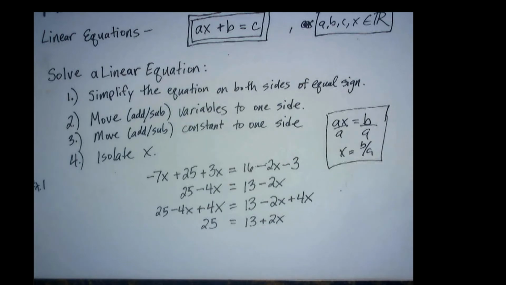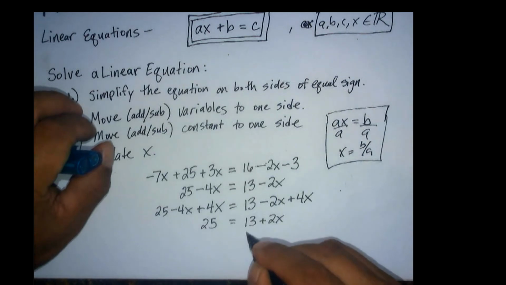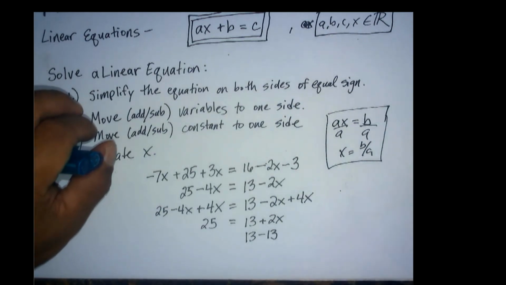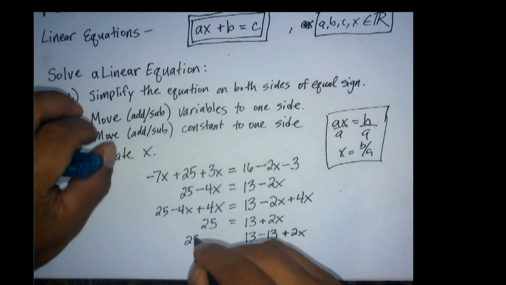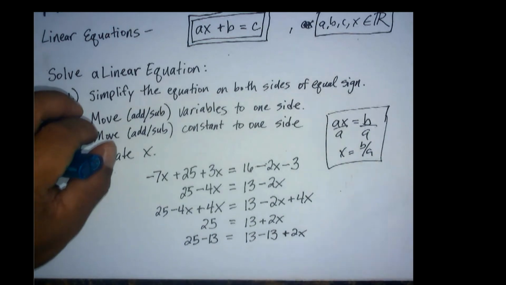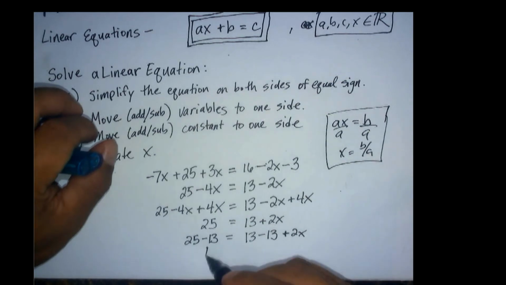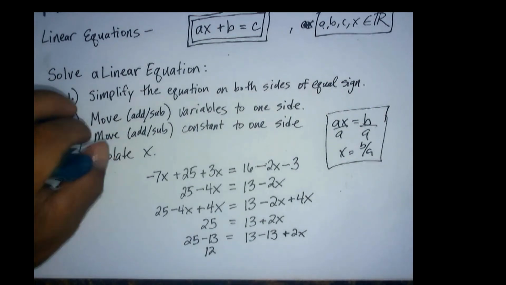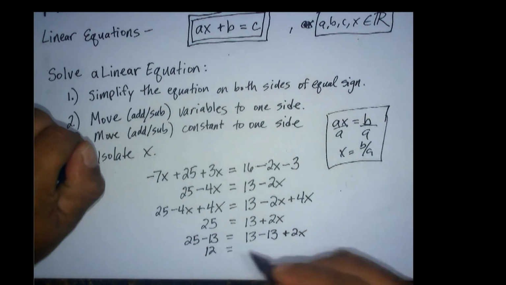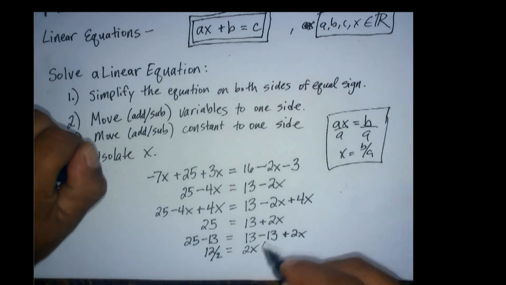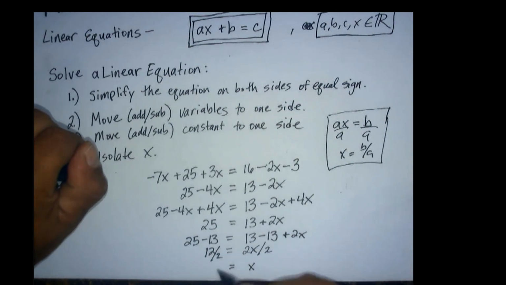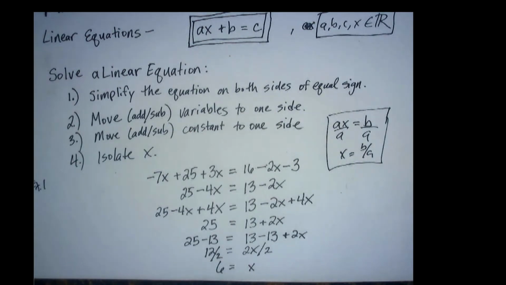Okay, now I want the 2x by itself. So to do that, I'm going to take 13 away, right? But I have to do that over here, too. So I'm left with 12. And 12 equals 2x. And now to isolate, we divide both sides by 2. And x is equal to 6. Now we can always check these, which I'll do real quick.